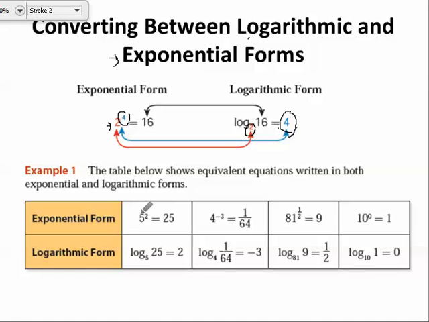So if I'm converting 5 squared is equal to 25, well, that's going to be log of base 5. Where am I getting the base 5? Well, that's what we're raising to the power. And that's of 25, and that's equal to 2. Okay? So even if it's negative, you can still do the same thing. Log base 4, because that's what the base is here. And that's going to be equal to negative 3, of 1 over 64. It's that easy. It's really just a matter of writing them down a lot of times, okay?